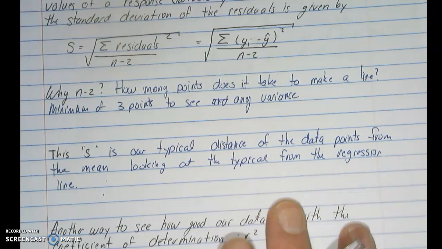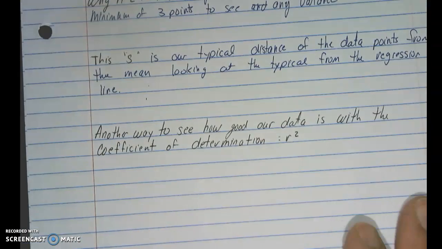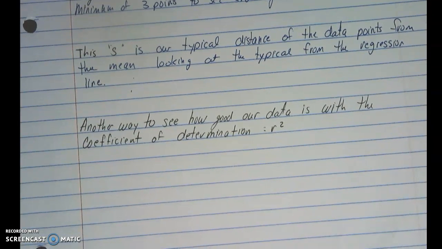Thanks, Barry. Okay, so another way to see how good our data is with the coefficient of determination. That's your R squared. All right. Now, what I'm going to do is give you the formula, and then we're going to give you the definition, and then I'm going to give you how it needs to be written up. Okay. So a lot of things to be given to you.